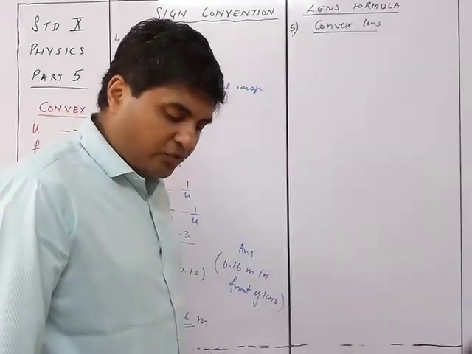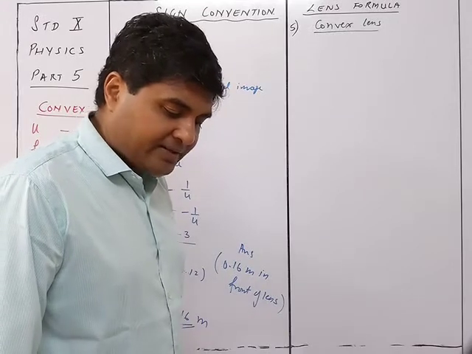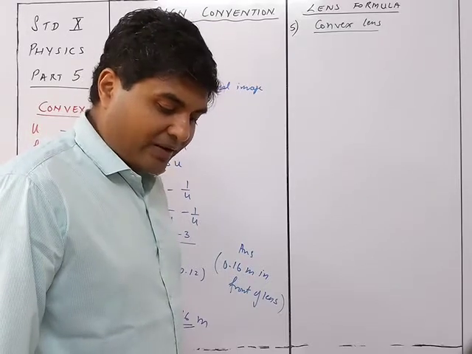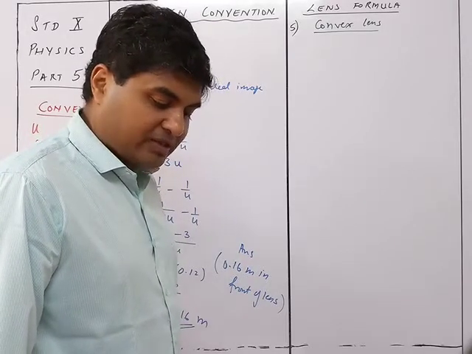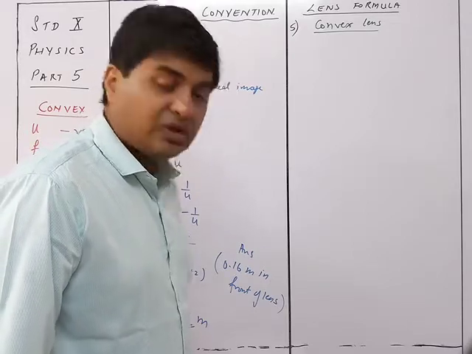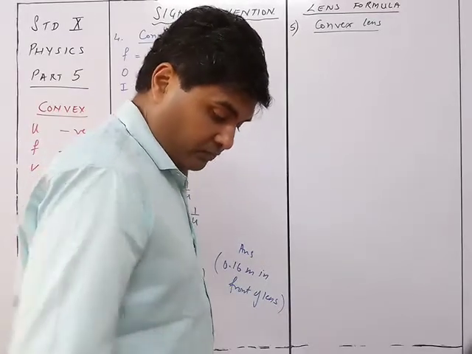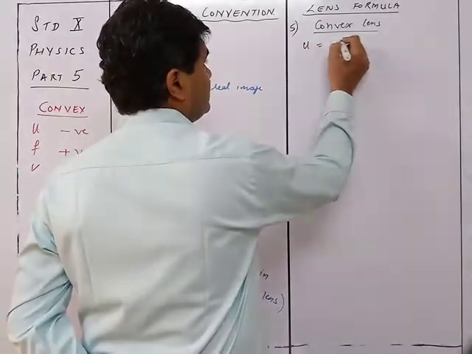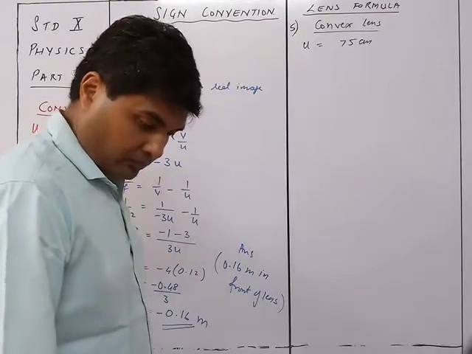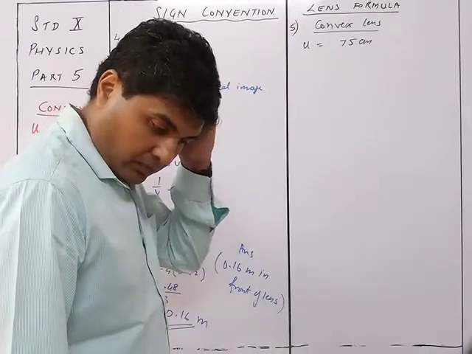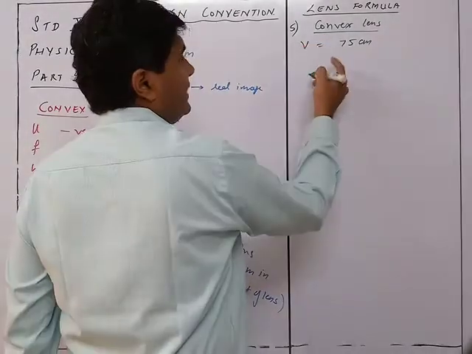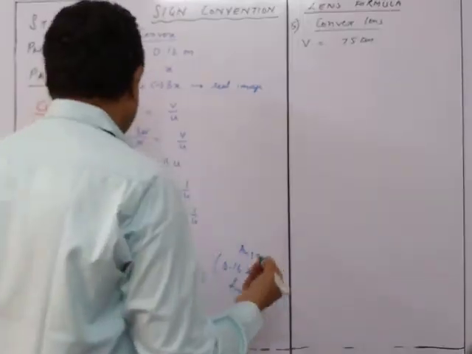A convex lens is used to form the image of an object on a screen placed at a distance of 75 centimeters from the lens. So here, a convex lens is used to form an image of an object on a screen at a distance of 75 centimeters from the lens. So v is 75 centimeters, and v is real, so it will be positive.